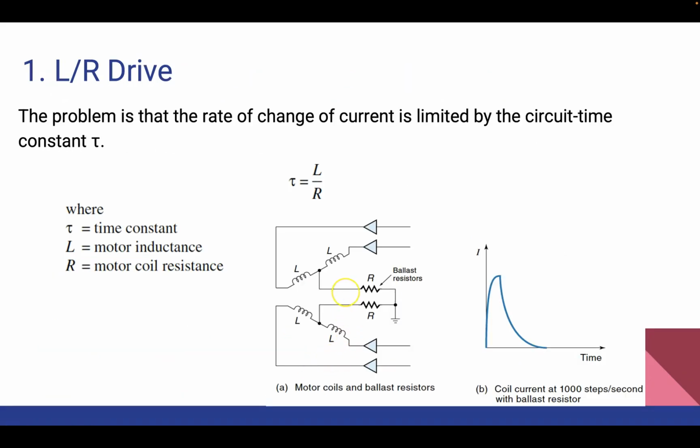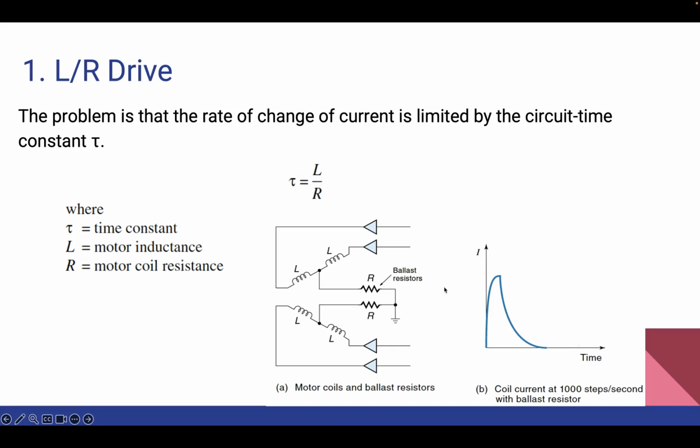The challenge that we discussed in the last slide, which we face in stepper motor control, is basically a limitation posed by the circuit time constant. And here you see the LR drive circuit curve. The time constant dictates the rate of change of current in the motor winding as we increase the step rate. And there is insufficient time for current to build up to the rated value, leading to reduced torque output.